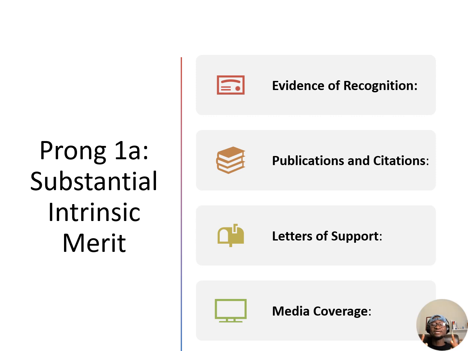So for the first part of prong one, which talks about substantial intrinsic merit, some of the key documentation, again, these are not exhaustive lists, that you need to show USCIS that you meet the requirement of the first part in prong one, which is the substantial merit, is evidence of recognition. If you have publications or citations, letters of support, as well as anything that you have done that was published in the media, that would be a very useful addition as you try to petition for your NIW.